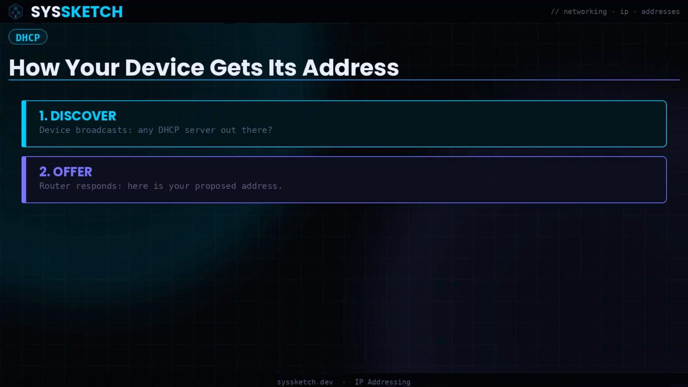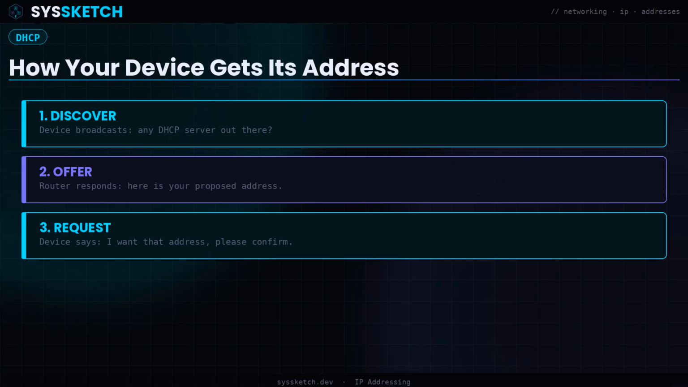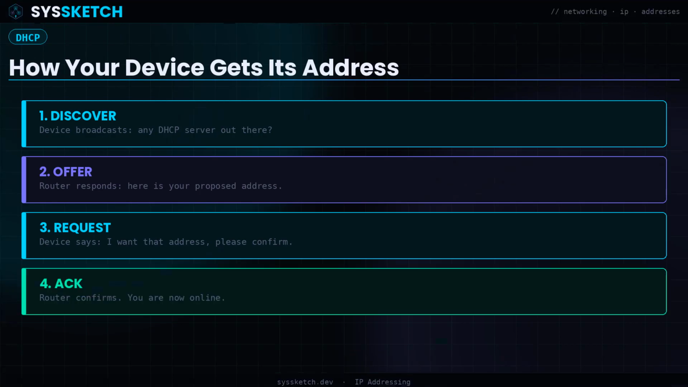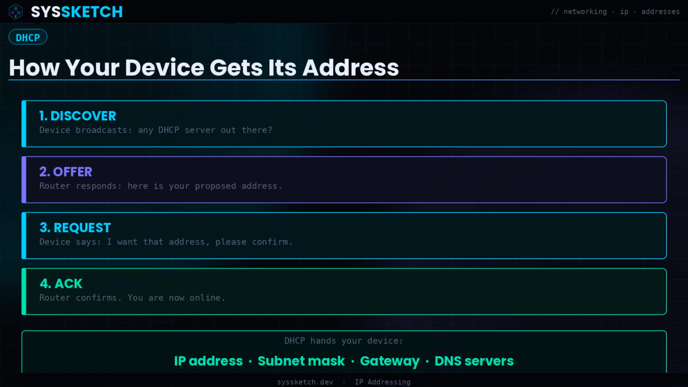There's one more layer worth understanding: how your device gets its address automatically when it joins any network. When you connect to a Wi-Fi router or plug into a corporate network, your device does not already know what address to use. It broadcasts a request asking for configuration, a service running on the router called DHCP, the Dynamic Host Configuration Protocol, responds within milliseconds. It hands your device an IP address, a subnet mask defining the local network, a gateway address for reaching the outside world, and the addresses of DNS servers for resolving names. Your device applies all of this instantly, and you're online.